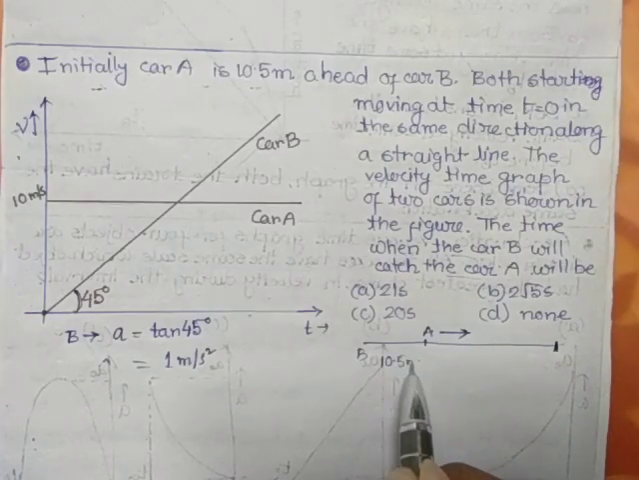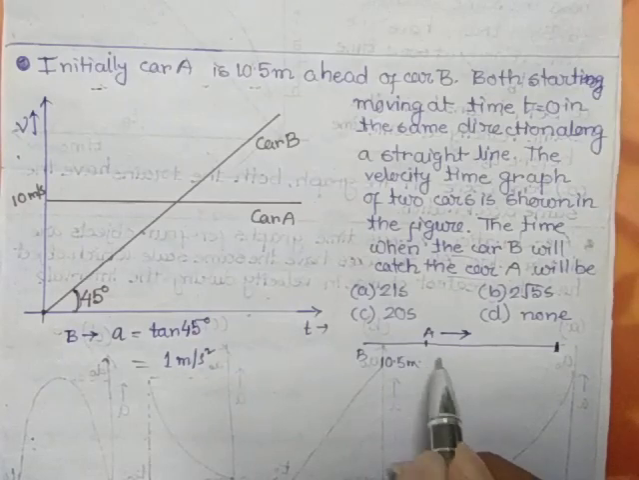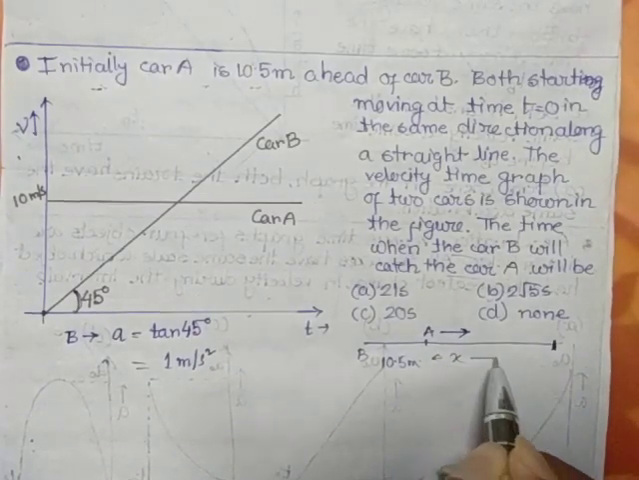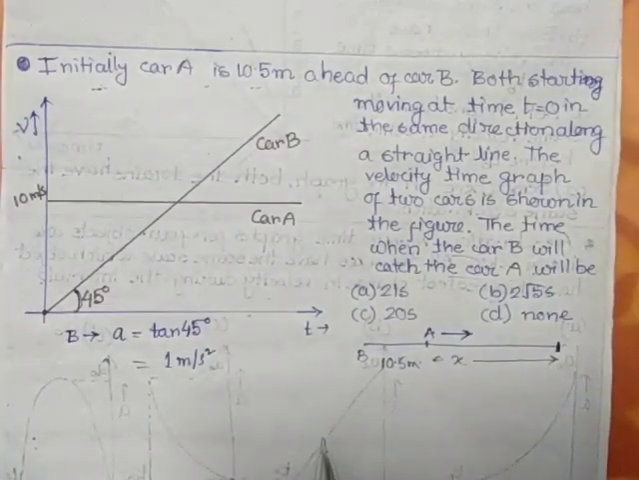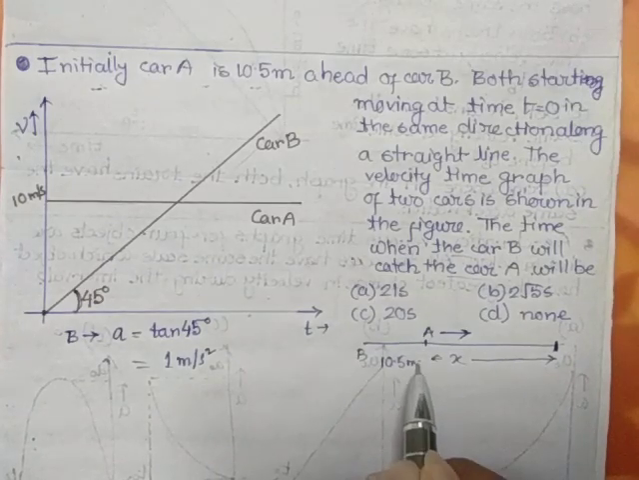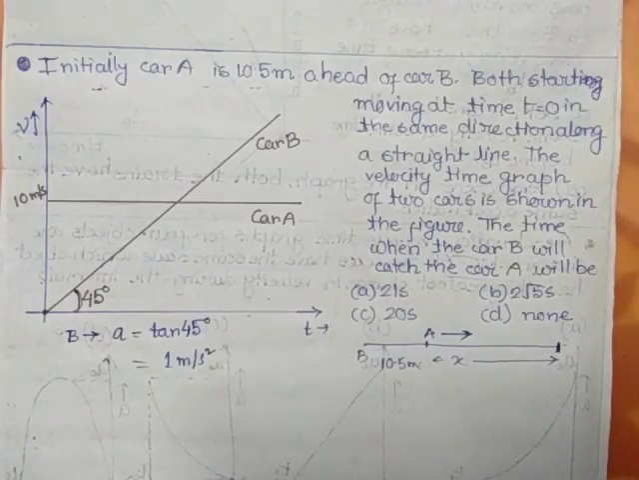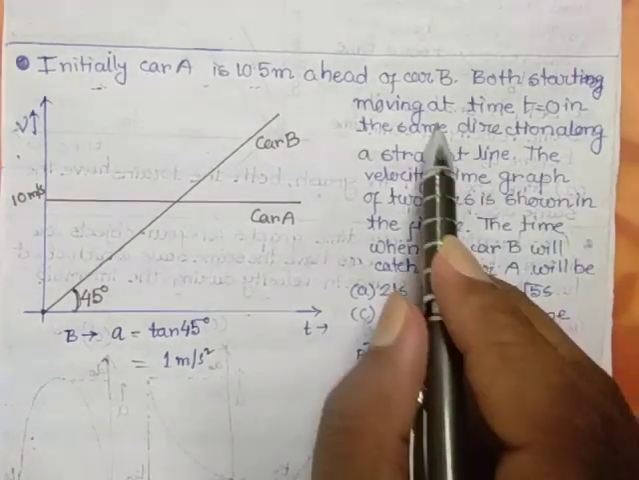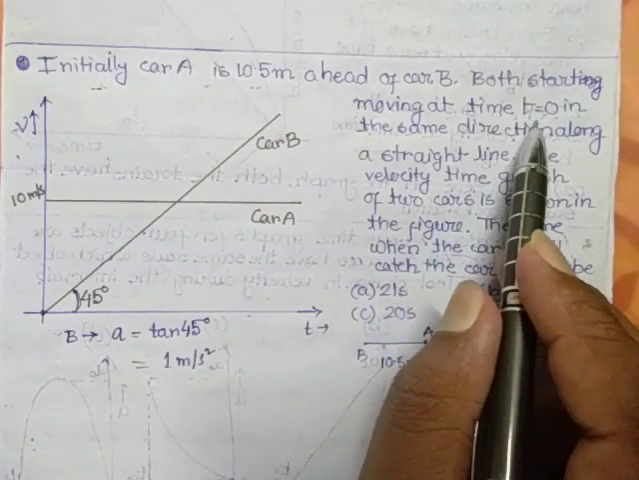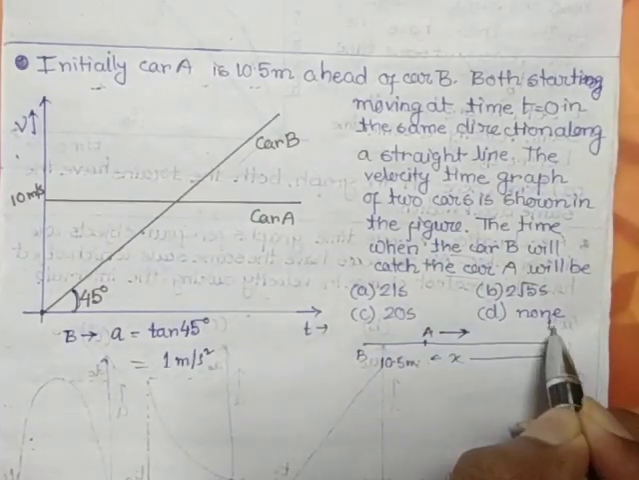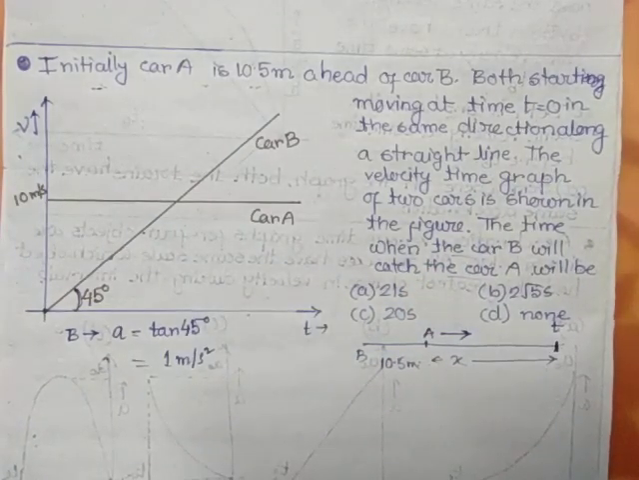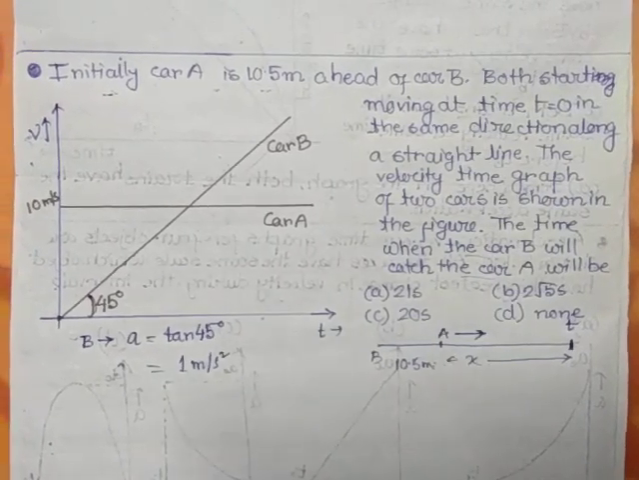Obviously, the car A is 10.5 meters ahead, so after that A will move x distance, but B has to move 10.5 meters plus x distance, and both of them reach here at the same time, because both of them start moving at the time t equal to 0. Time is the same. So if both of them reach there at the same time, then we take the time t.